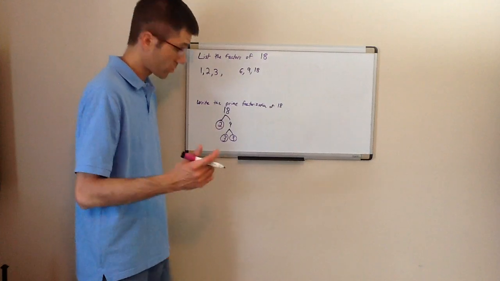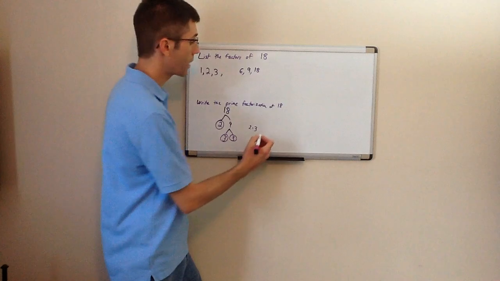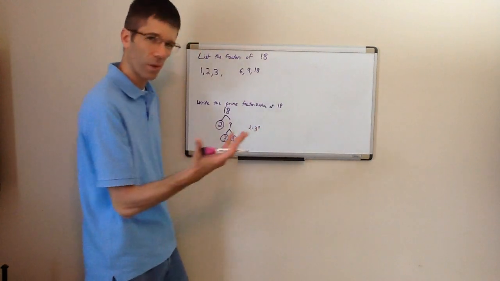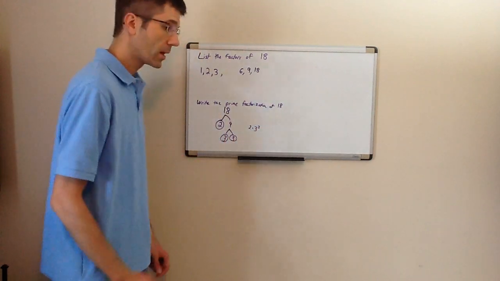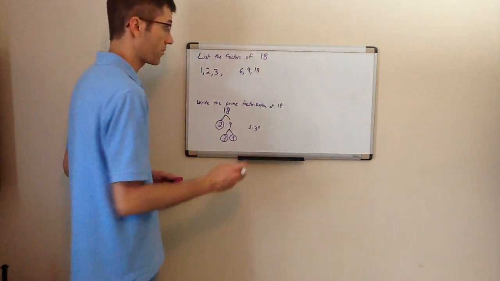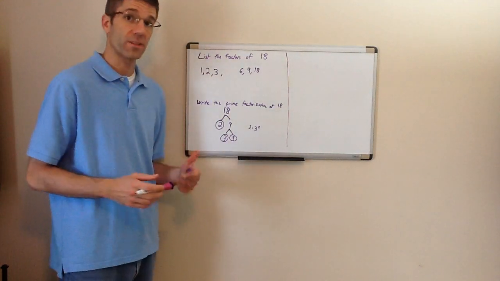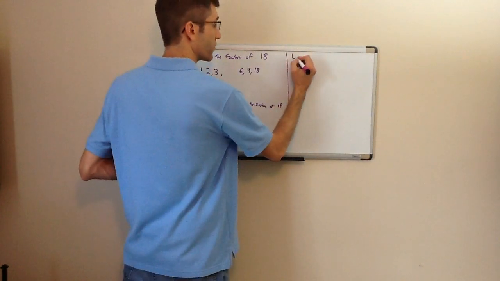Sometimes you may want to write it like this: 2 times 3 times 3. So technically there are two of them. That's why we have exponents. Okay? So we're going to do this again with a different number, and then we're going to talk about greatest common factors. And the next number we're going to deal with is 24. So we're going to list the factors of 24.